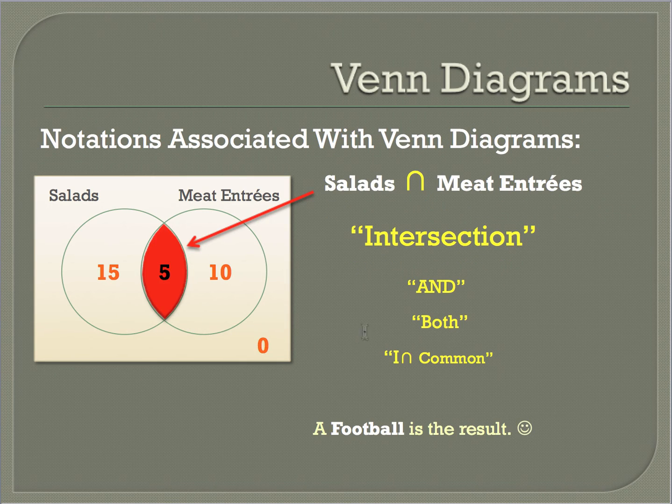Some other words or phrases that associate with this symbol are and, both, or in common. So if I say, what's the area that is in the salads and the meat entrees? It's this little football shape that you see here. If I say, what's the area that's inside both the salads and the meat entrees? It's this. Or what does the salad circle have in common with the meat entree circle? It's this little football. So if you ever have the intersection of two circles, the result is going to be a football in some kind of position.